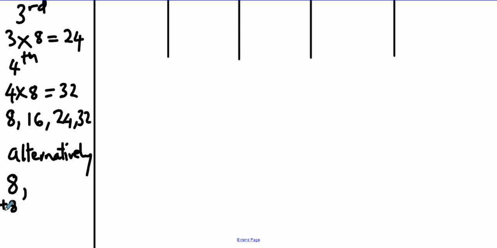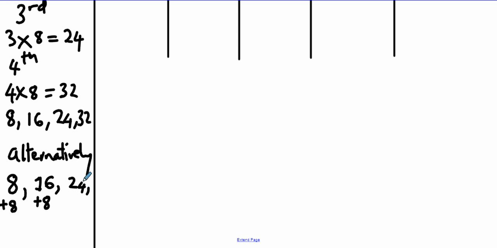So what is 8 plus 8? That gives you 16, which is the next multiple of 8. To get the next multiple, you take this number here, which is 16, and again add the number itself. So what is 16 plus 8? This will give you 24, and 24 will be the third multiple of 8.